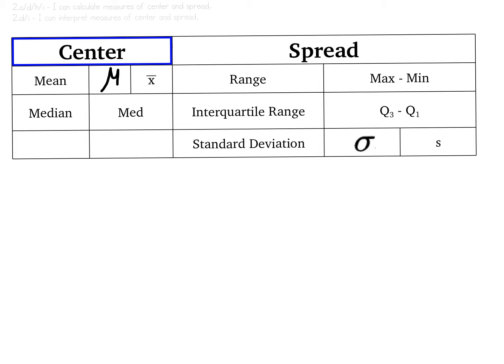So if I'm talking about everybody at AE, then I would use mu because that would be the average of the population, the Austin East. Whereas when I look at a sample, which is what we will mostly deal with, we use X bar. That's what we call it. It's an X with a bar over it. And so that represents the sample mean.